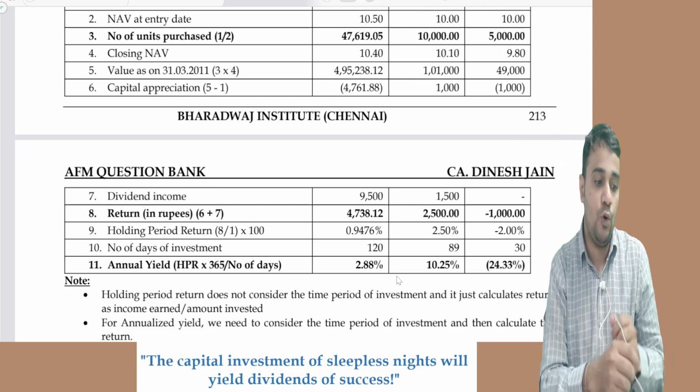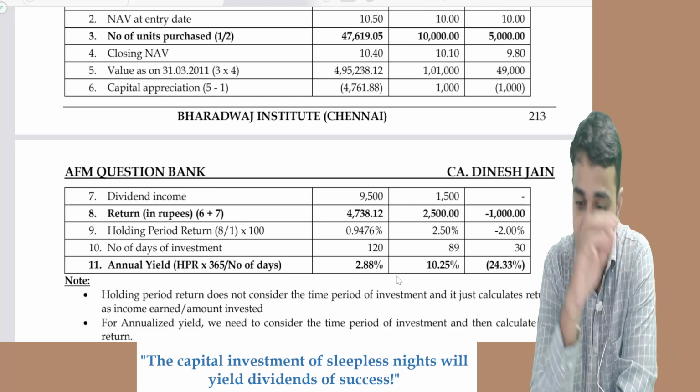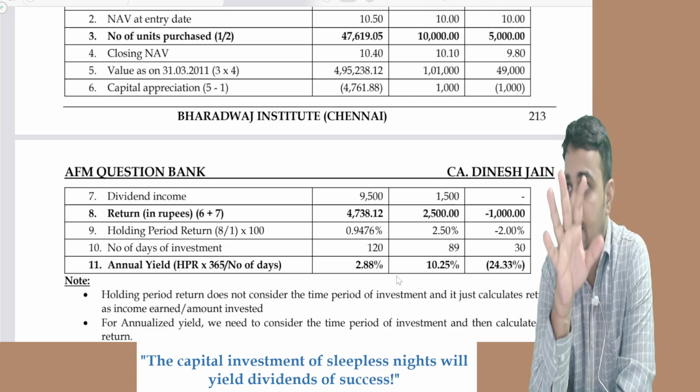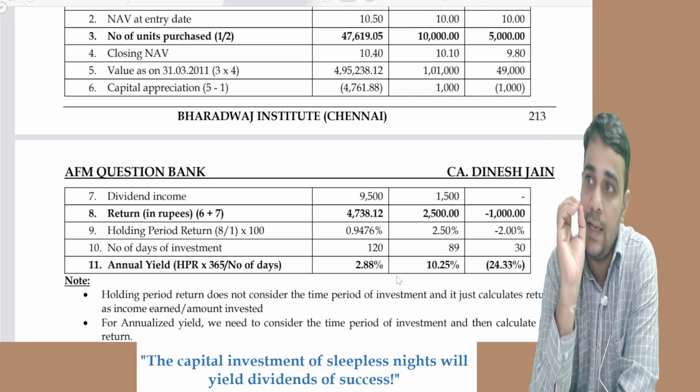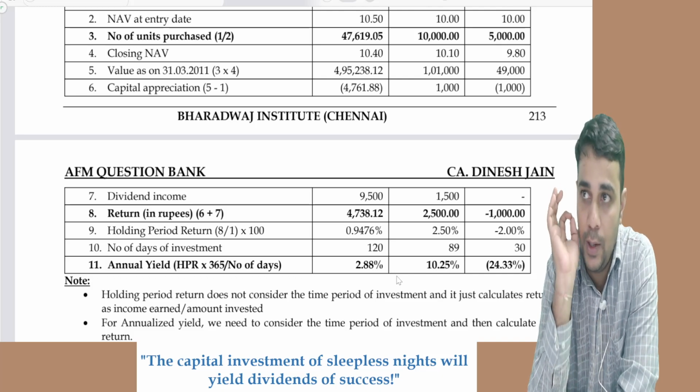That is, the first gave 2.88, sell it. The last gave negative 24, sell it, and put all money in the second MF, 10.25. Clear? Any doubts on this?